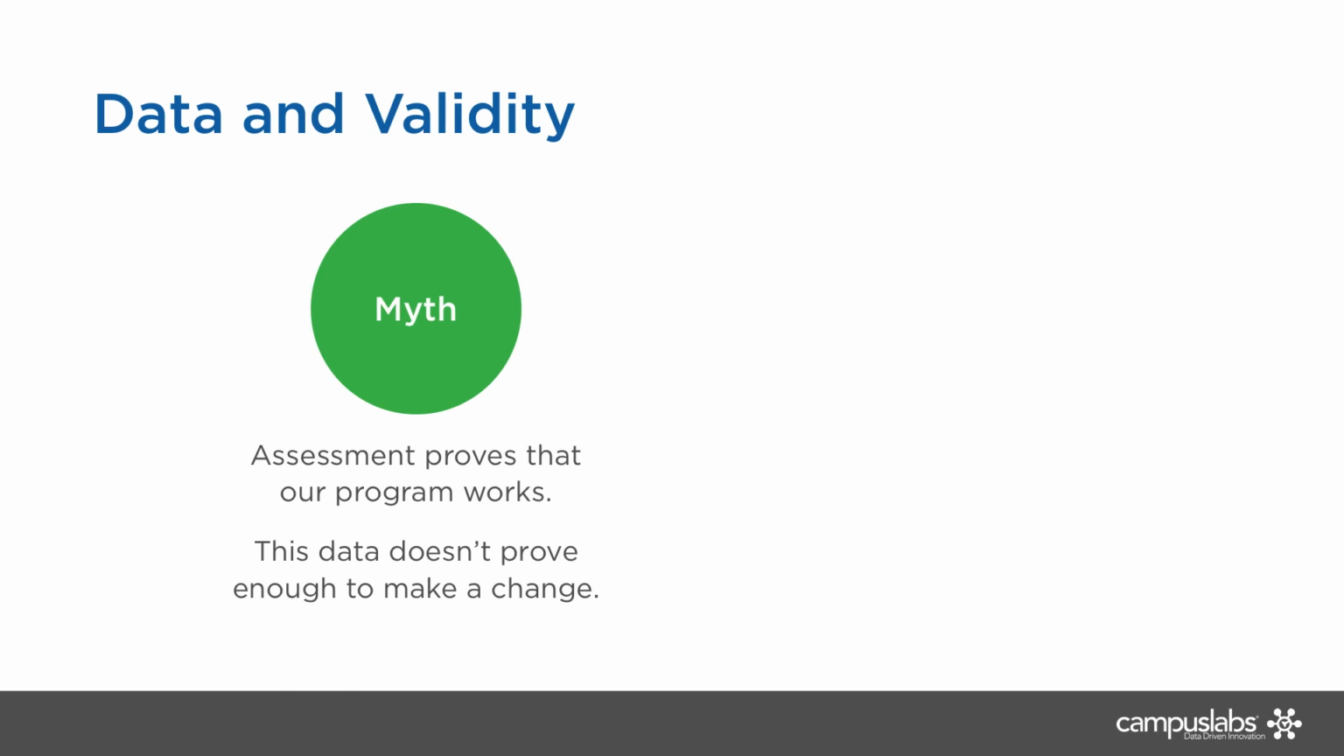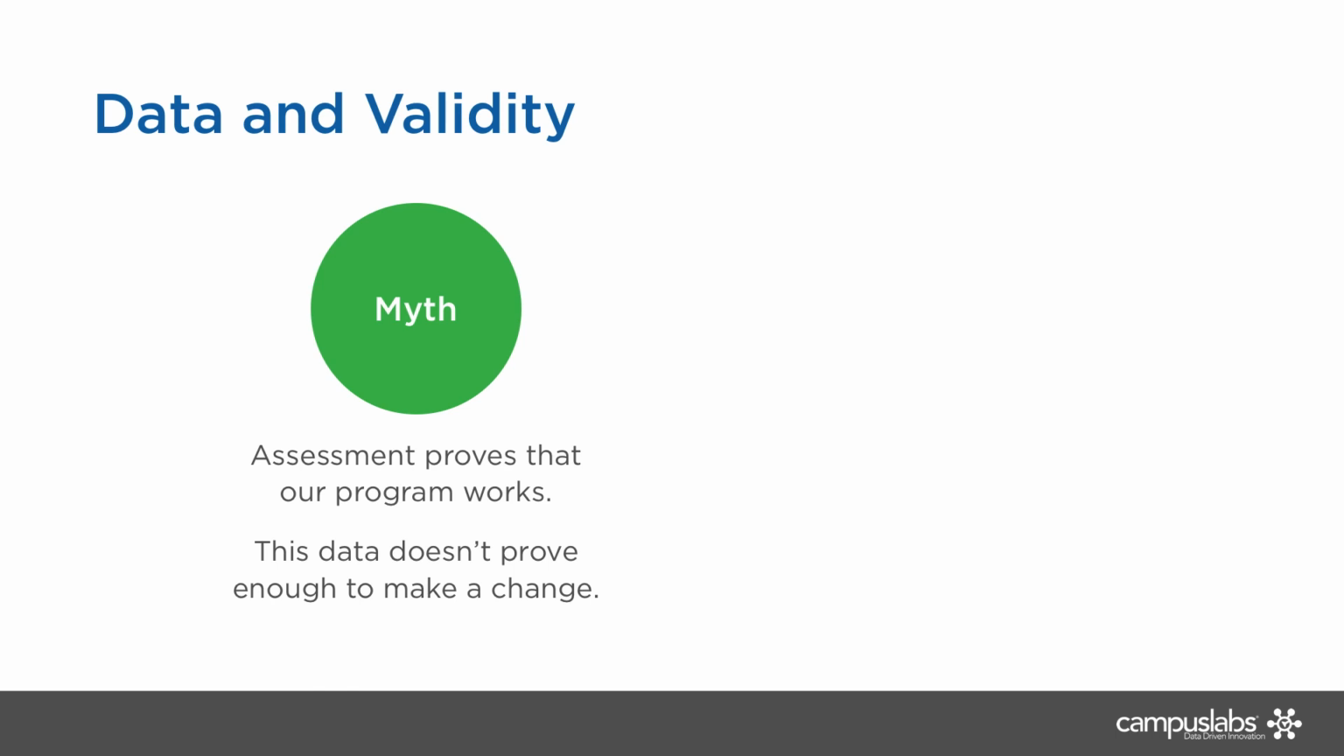And the last myth that we wanted to touch on is kind of a myth and then a corollary. Assessment proves that our programs work, and then the corollary, this data doesn't prove enough to make a change. And I'm delighted that I get to talk about this one, because I get to use one of my favorite jokes. If you are in search of proof, you will find it in three places: a court of law, mathematics, and the liquor store. You won't find proof in assessment.